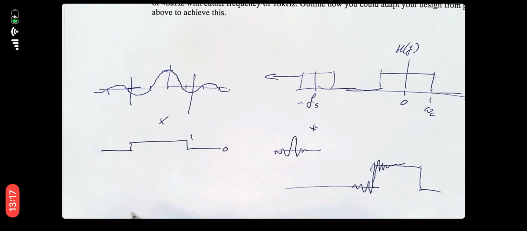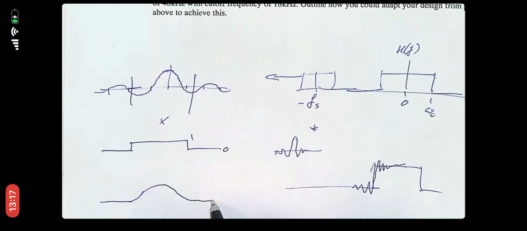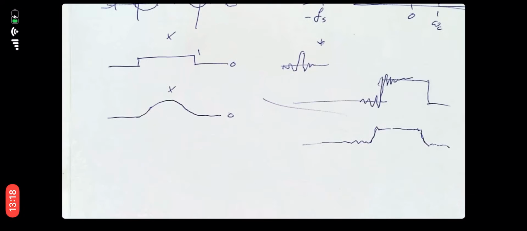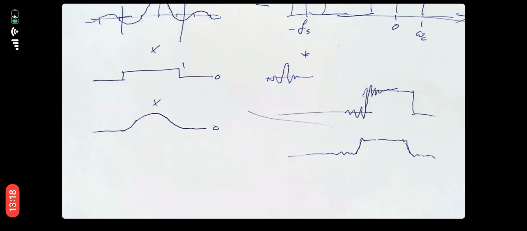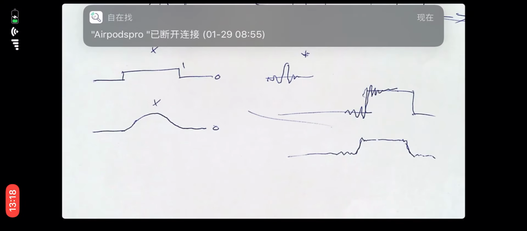So instead of multiplying by that, we multiply by something that's maybe more like a raised cosine type window. Multiply by that, and that would give us smoother, smaller ripples, but a slower slope. So we would end up with the ripples being smaller, but the slope here would be longer for the same window. So that's the sort of compensation that we get for that.